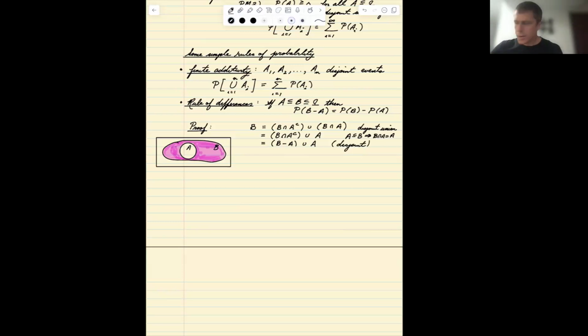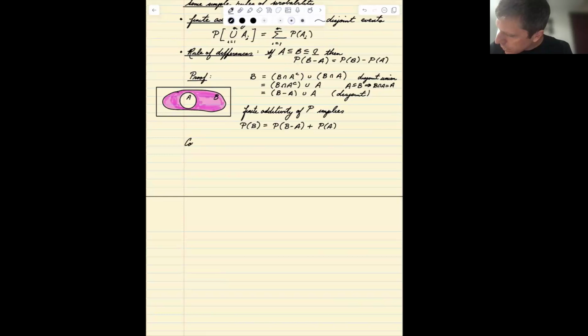So then from there, finite additivity, which we just proved above, implies that the probability of B can be written as the probability of B minus A plus the probability of A. Then we just rearrange, bring the probability of A to the other side, and we get the result we're talking about.